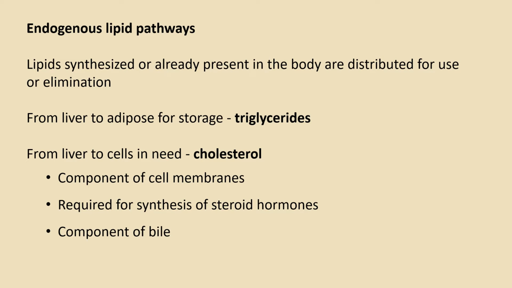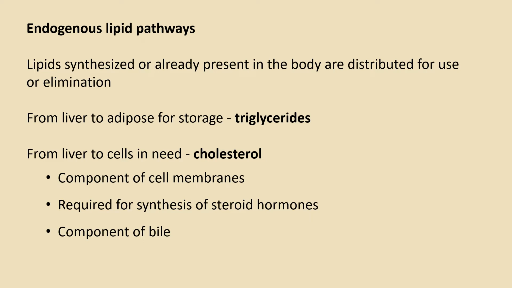So endogenous lipid pathways involve lipids that were already in the body. So now we're no longer talking about chylomicrons, but we're talking about the other lipoproteins, the VLDLs, all the way to the HDLs. And so these are lipids that have been manufactured, or they were otherwise already present in the body, and they need to be distributed. They need to be sent from point A to point B, either because your cells need some lipids, or your body has enough lipids, and these lipids need to be excreted as a waste product.